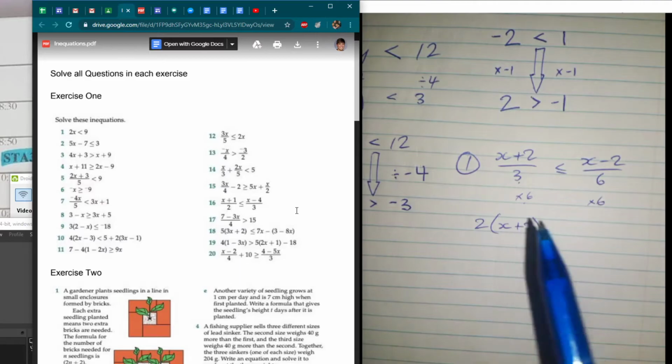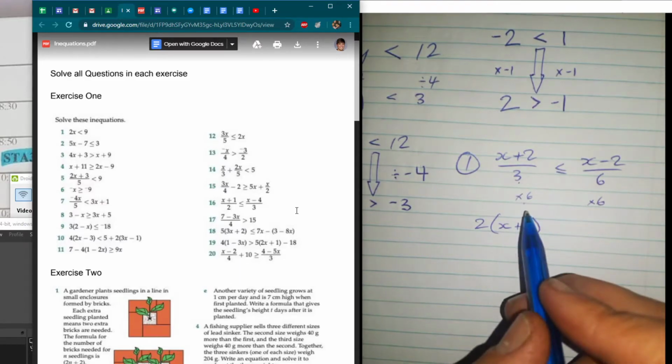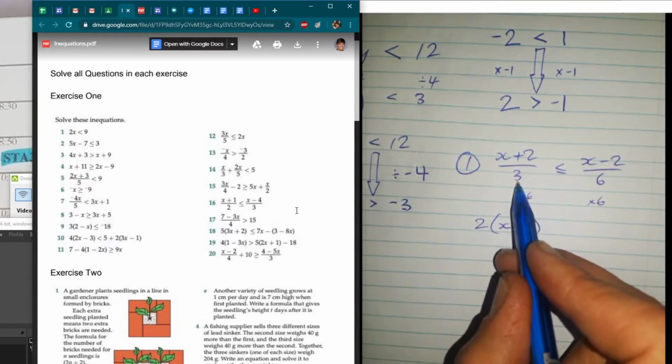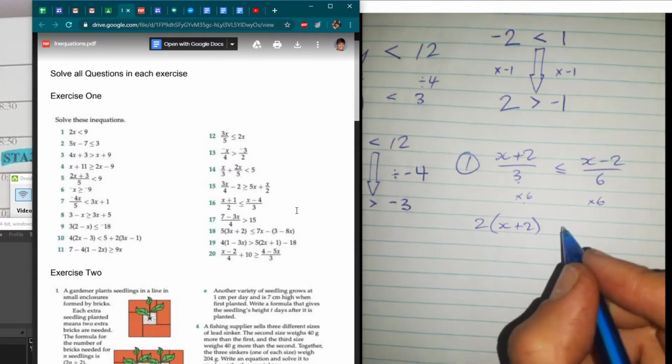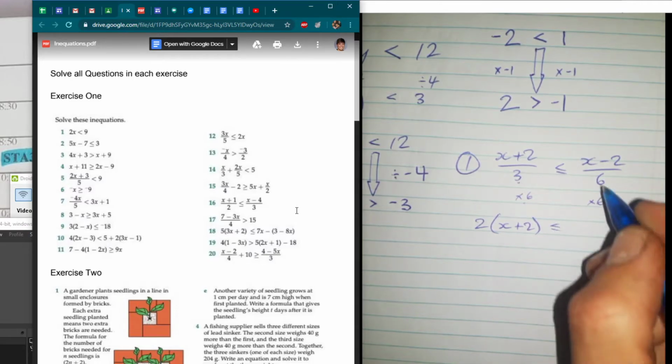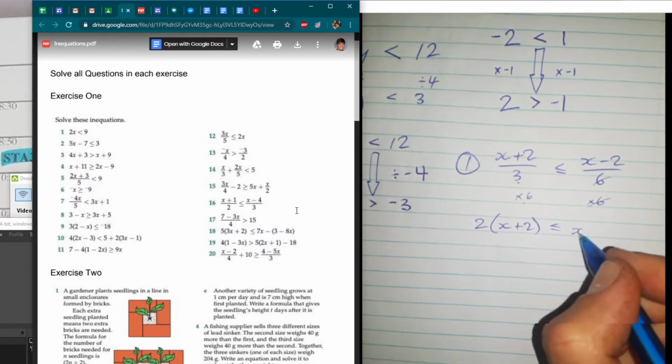Because first of all, we're timesing by 3 to get rid of that, and then we're timesing by 2 because that's the leftover from our times 6. So over here, everything just cancels, so it comes out real nice. It's just x minus 2.